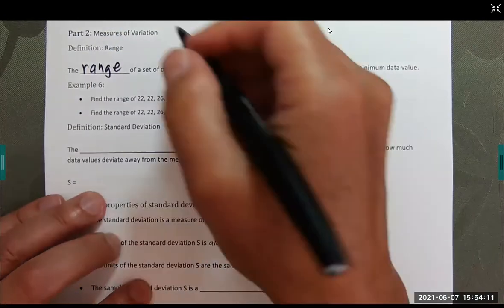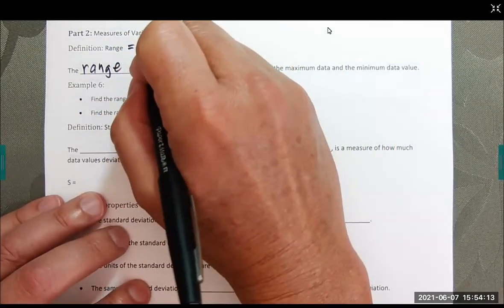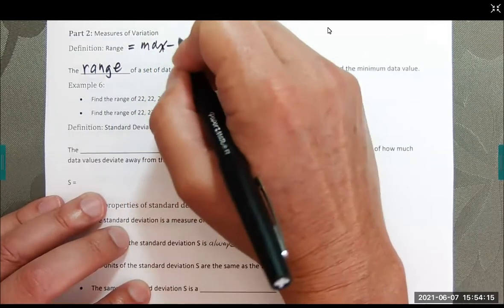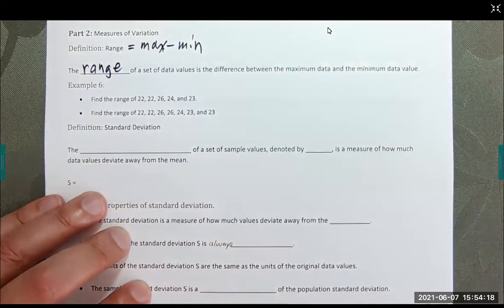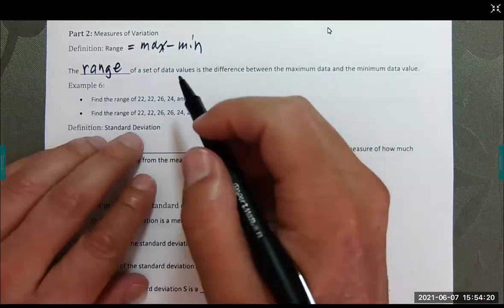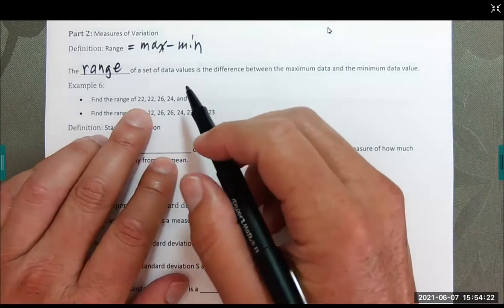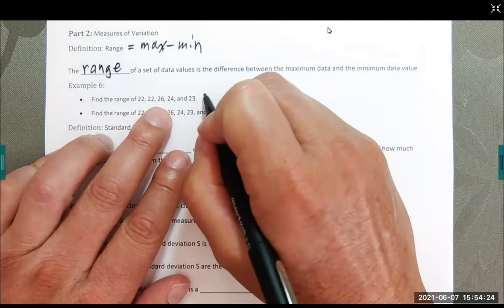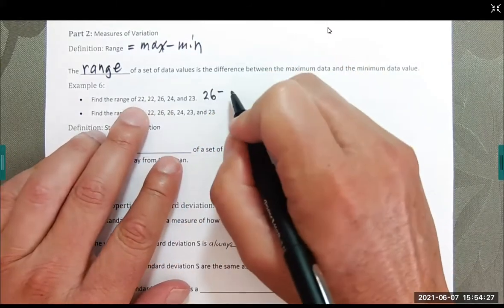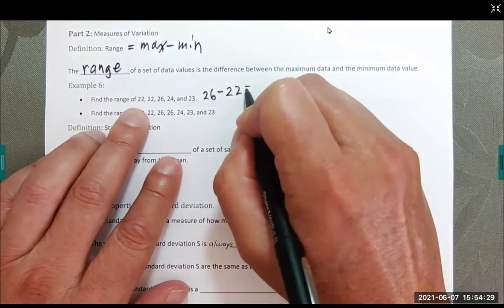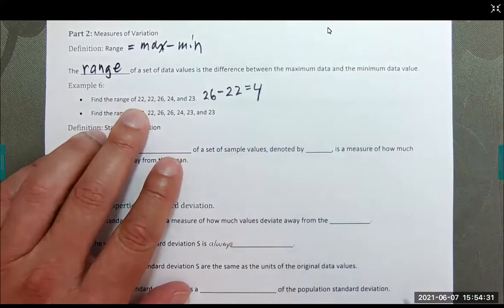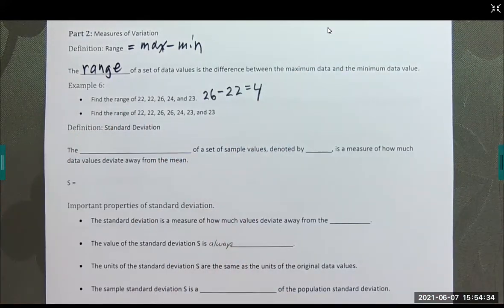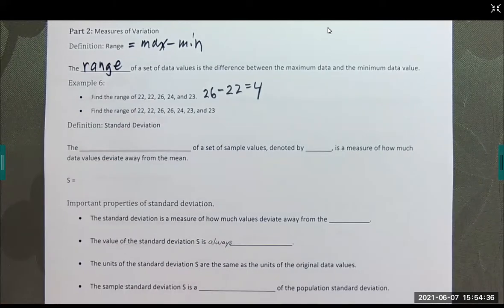And the range is the max minus the min. So if we use this example here, that means I'm going to take the largest number, that's 26, and subtract the smallest, which is 22. So the range in this case is 4. And it'll be the same for this set as well, because the largest is 26 and 22 is the next one down. We don't use the range that much.